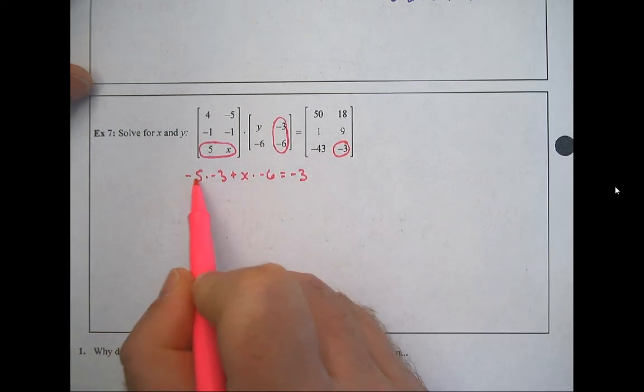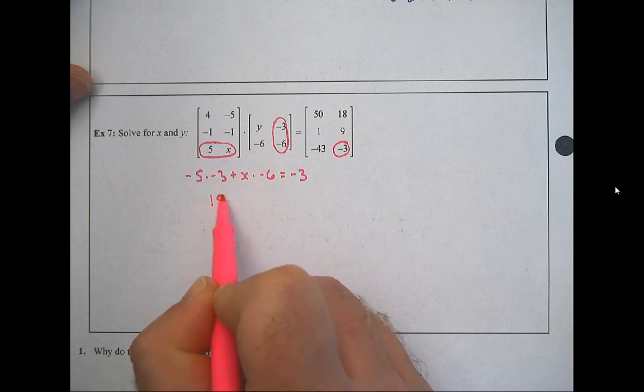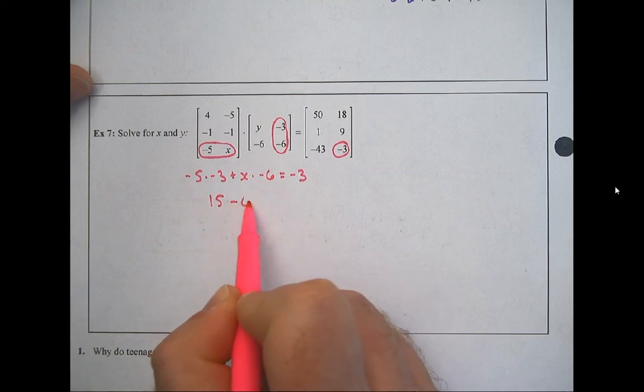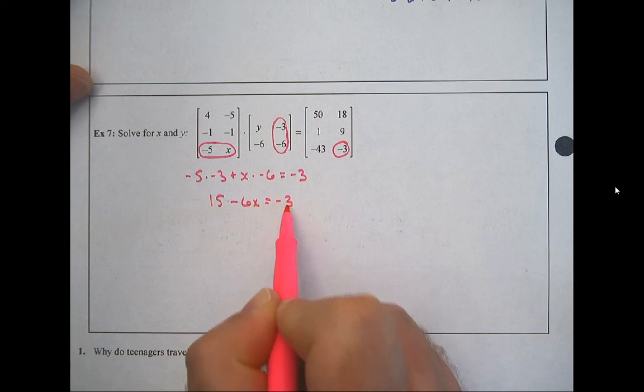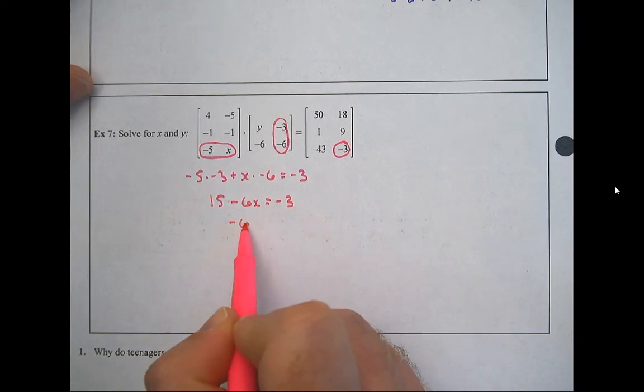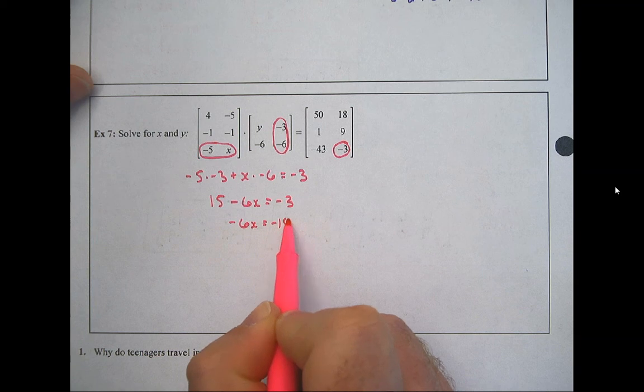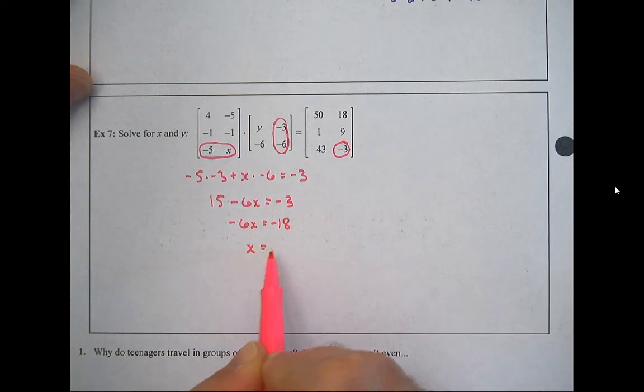Negative 5 times negative 3 is positive 15. x times negative 6 is negative 6x. Bump over the 15, that's negative 18. Divide by the negative 6, and we get x equals 3.